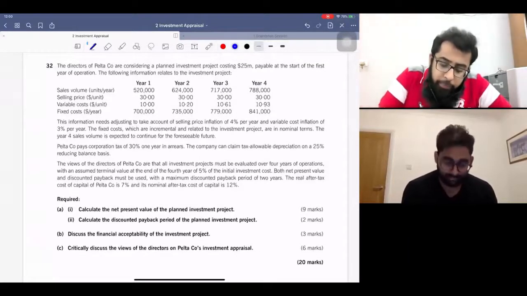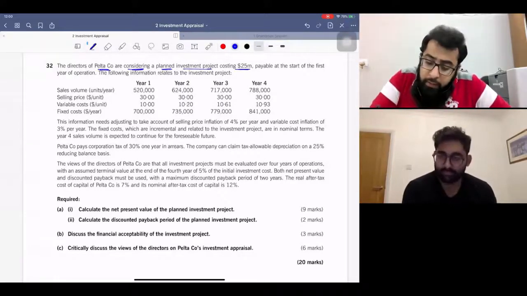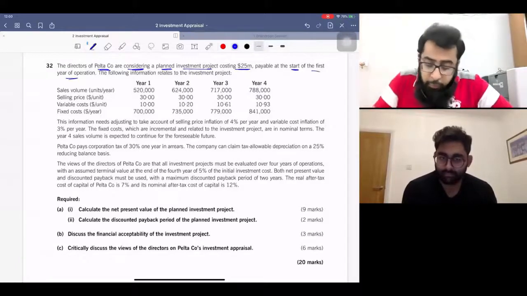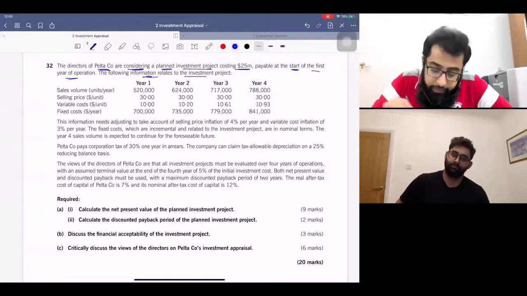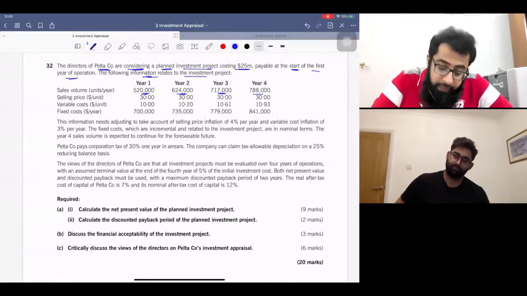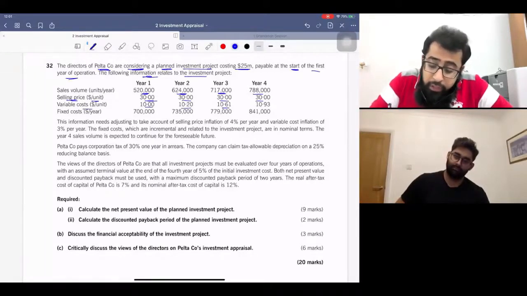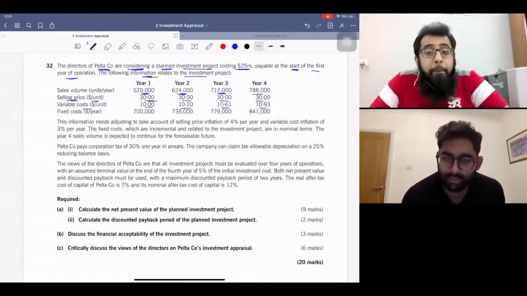The directors of Pelta company are considering a planned investment project costing $25 million, payable at the first year of operation. The following information relates to the investment project. Sales volume 520, 624, 717, and 778. Selling price dollars per unit 30, 30, 30. Variable cost 10, 10.2, 10.61, and 10.93.